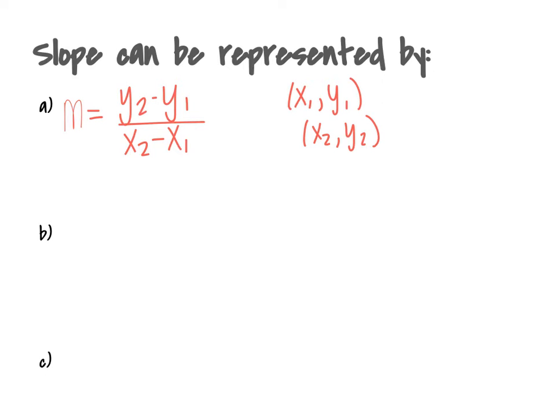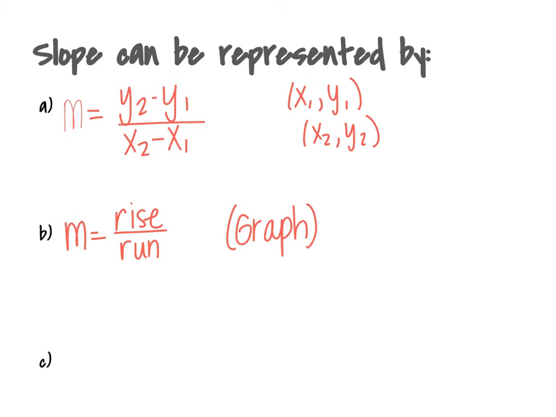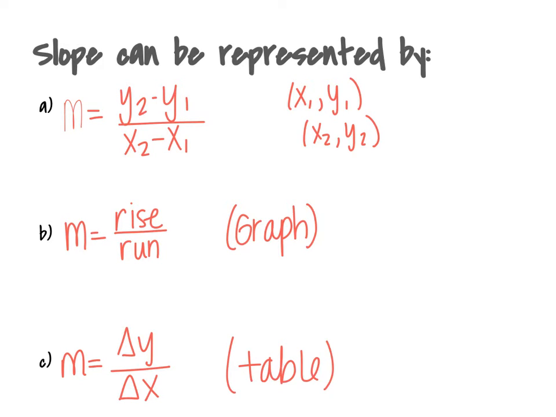B, the other way that could represent slope is rise over run. So that's if you were given a graph. And C, they could represent slope by change in y over change in x, and that's if you were given a table.